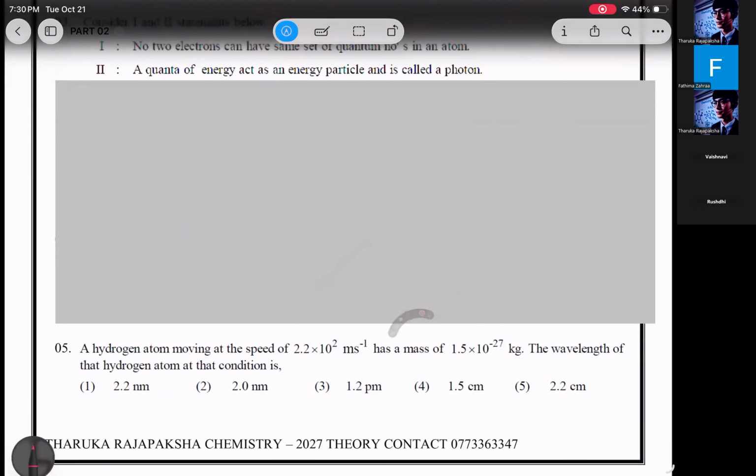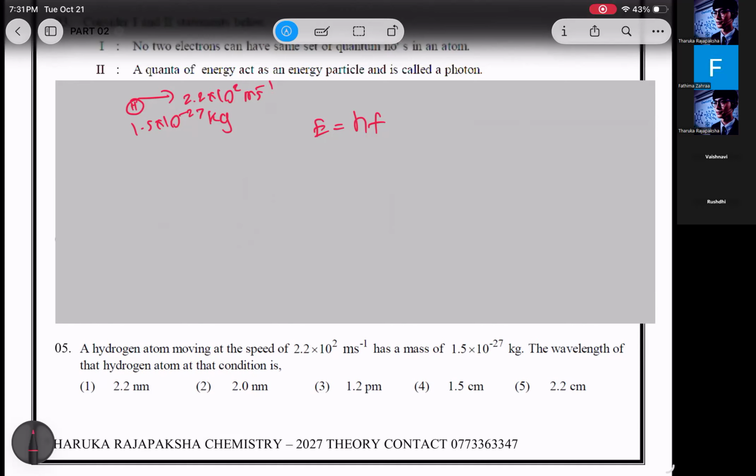So there is a hydrogen atom. This guy is moving at a speed of 2.2 × 10^2 meters per second and has a mass of 1.5 × 10^-27 kilograms. The wavelength of that hydrogen atom is. There is only one atom, so we can apply E equals hf, right?